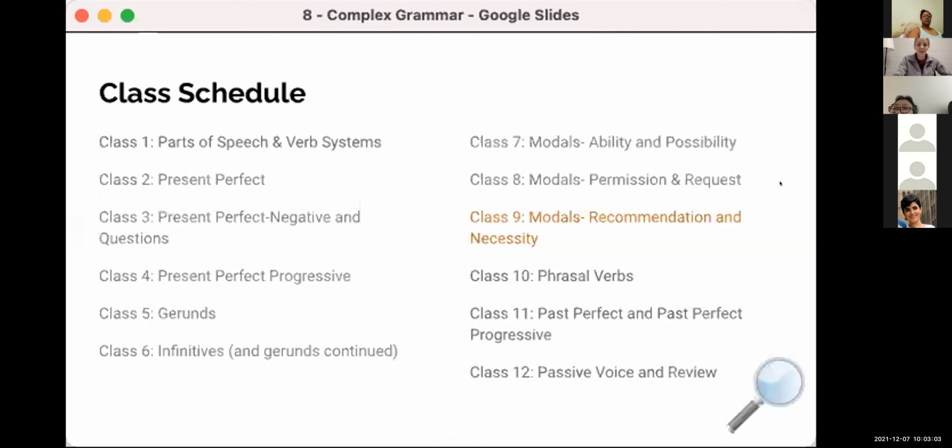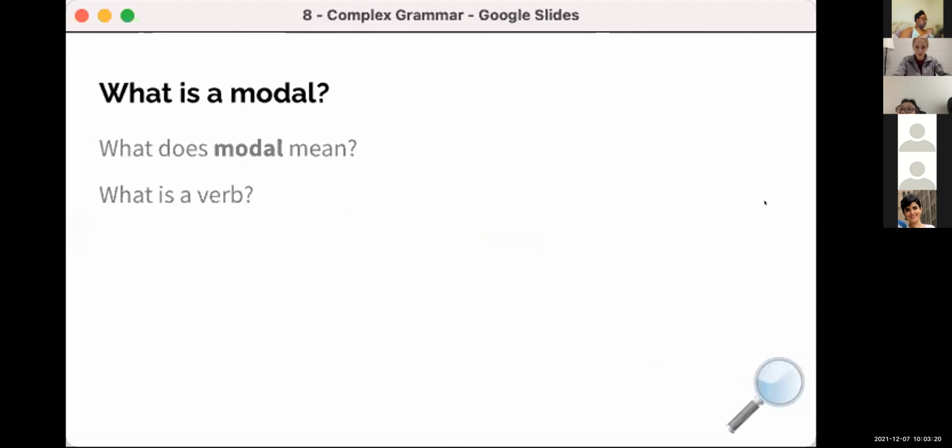Again, today we're talking about more modals. We're talking about recommendation or advice and necessity. So let's do a quick review. We're going to take a few minutes to review the modals that we've learned so far. So let's start with what does the word modal mean?